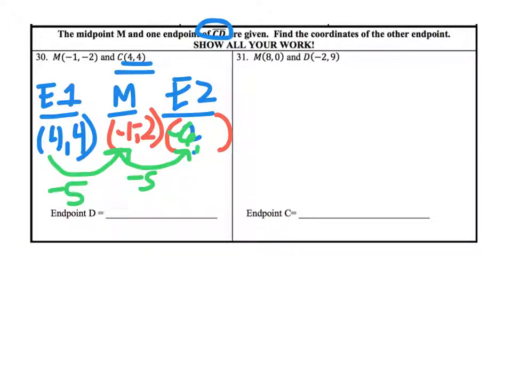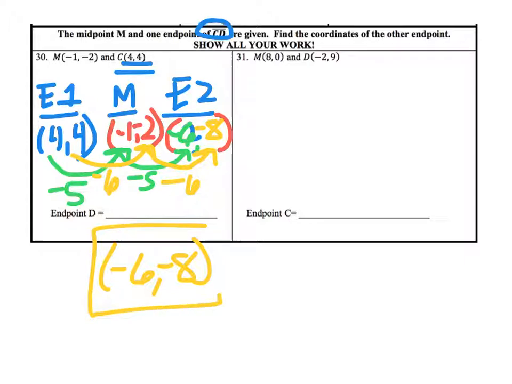Now we're going to do the same thing with our y's. How do I get from 4 to negative 2? Well, I would subtract 6. So again, I need to subtract 6 from this to get my final endpoint. So negative 2 minus 6 gives me a negative 8. So my final endpoint would be negative 6, comma, negative 8. And that's your answer. We're going to do the same thing for the second one.